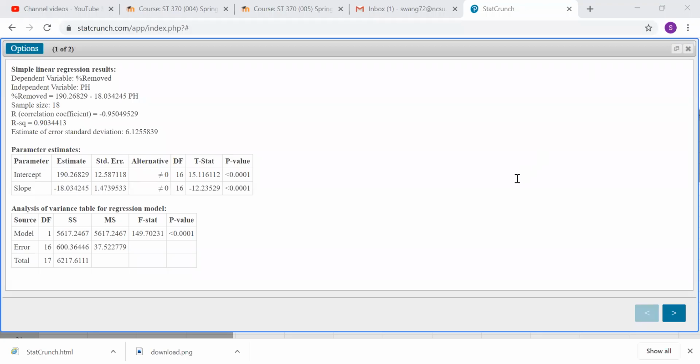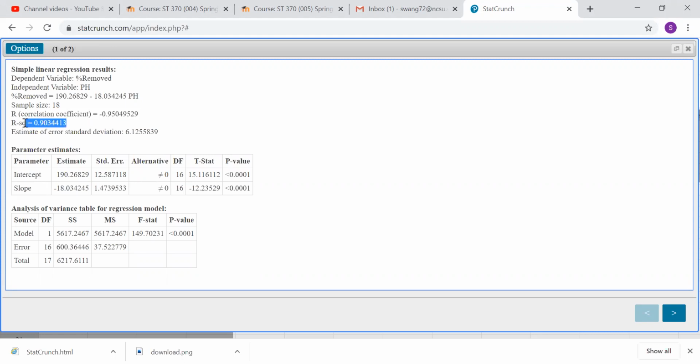Now let's talk about another measure in simple linear regression. Remember this StatCrunch output that we have just seen? I mentioned that there is r squared equals 0.90344, and I said we would talk about it later. And here is where we are going to talk about it.